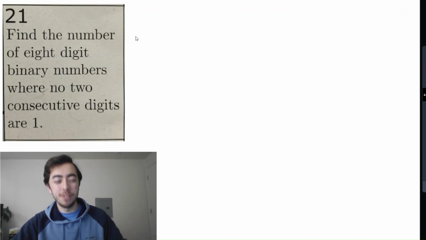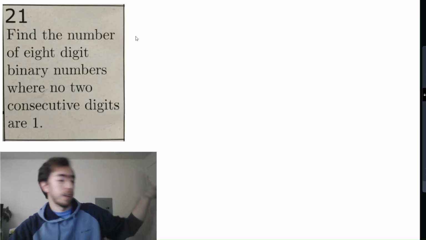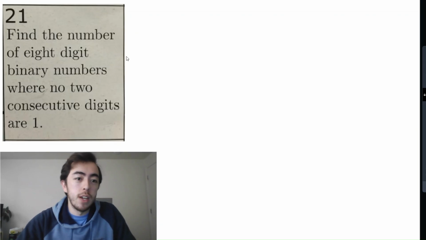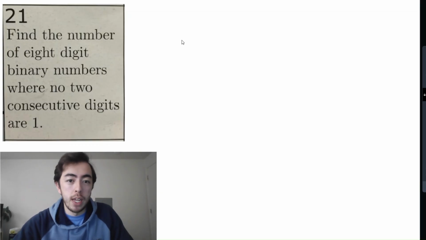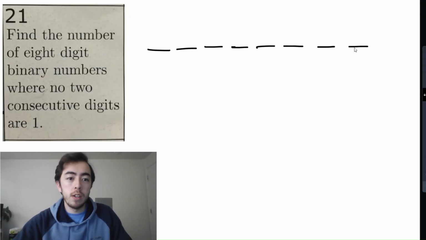Today is December 21st, and we're solving problem 355 from the Daily Epsilon calendar. We need to find the number of 8-digit binary numbers where no two consecutive digits are 1. So binary is just a number system where we're only allowed to use two digits, 0 and 1.